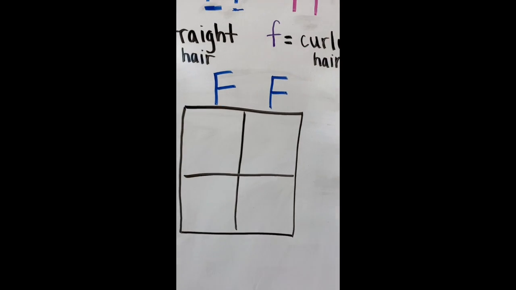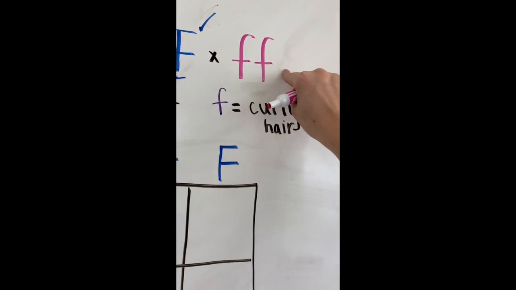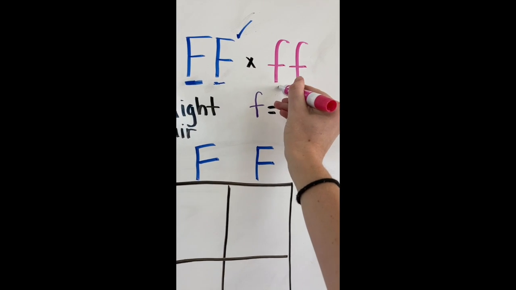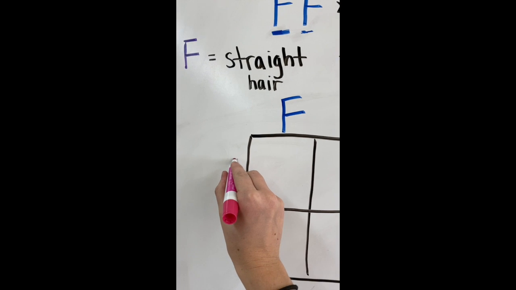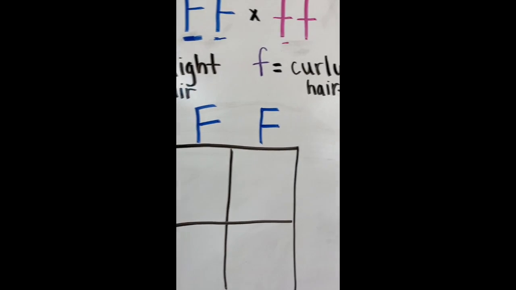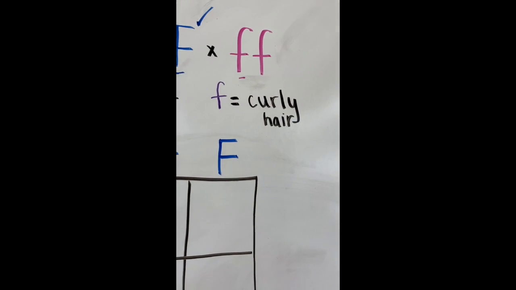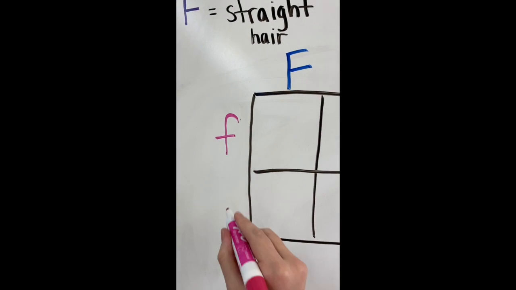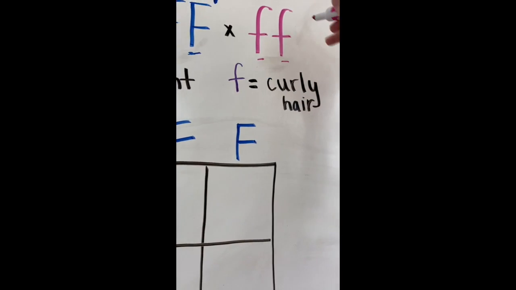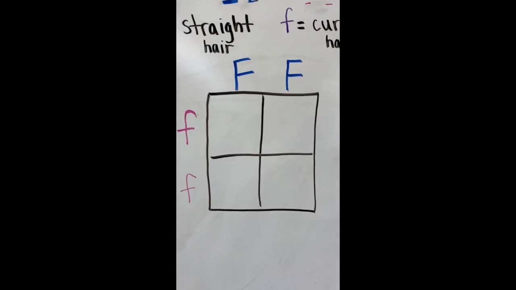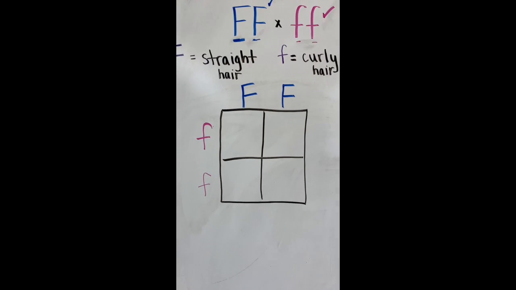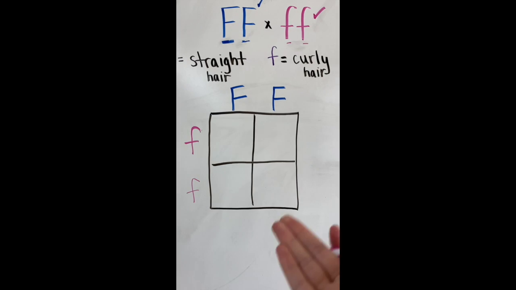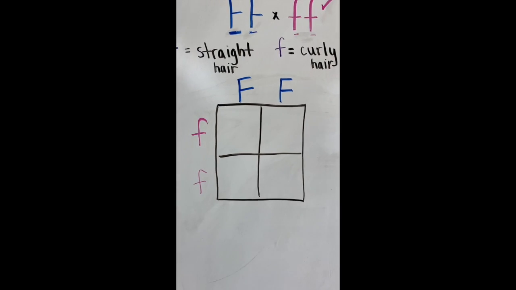Okay, so we did our father. Now let's move on to our mother. Our first allele is a lowercase f, so let's put a lowercase f. And our second allele is another lowercase f, so lowercase f. Okay, awesome. So our Punnett square is set up. It's ready for us to predict what the different genotypes could be.